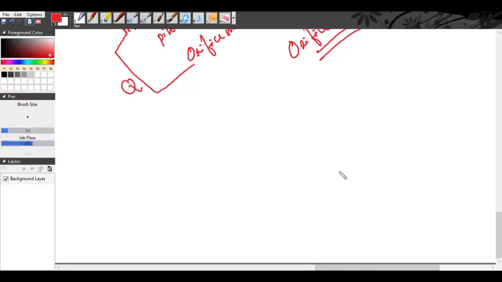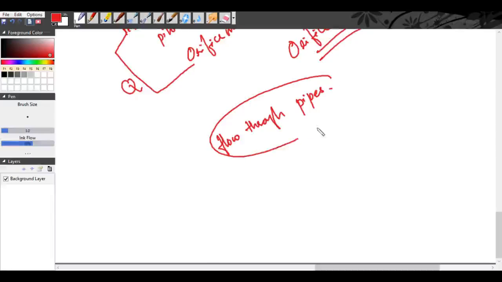So our next portion in the third module is flow through pipes. So that we will see in the next class. Flow through pipes, we have major and minor losses, then the hydraulic gradient line, etc. So these things we will see in the next class.